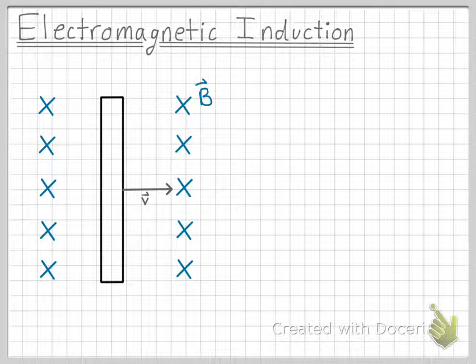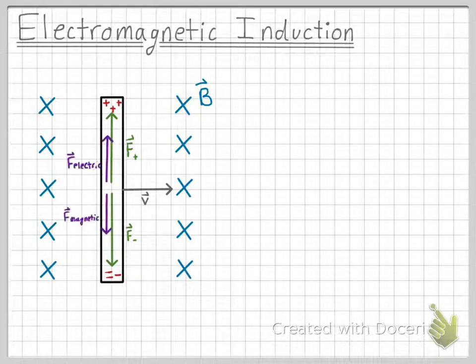Whenever there are moving charges within a magnetic field, they feel a force. We know this from the right-hand rule that we covered. So applying this right-hand rule, we point our fingers into the page and our thumb with the velocity, and our palms face up. This means that the positive charges feel a force up and the negative charges feel a force down. And this causes a separation of charges within the conductor.